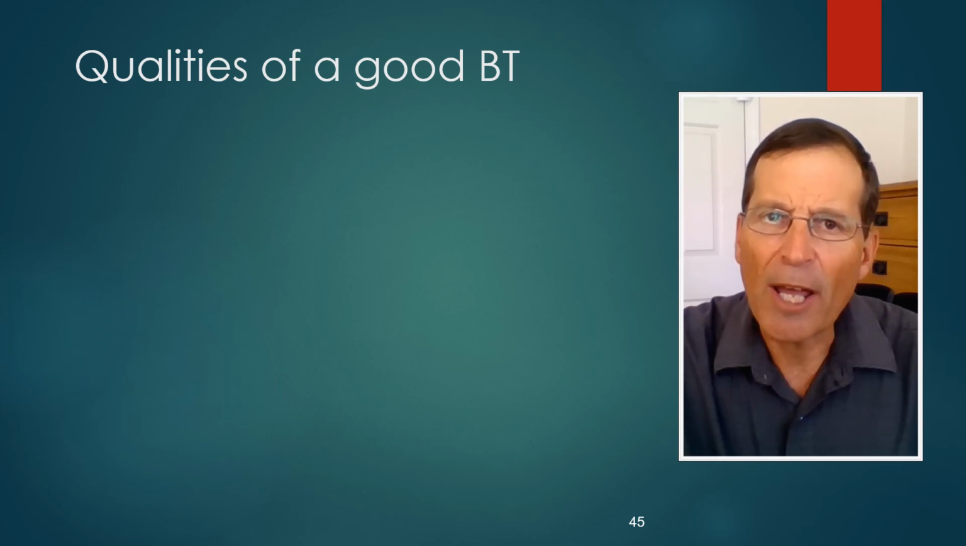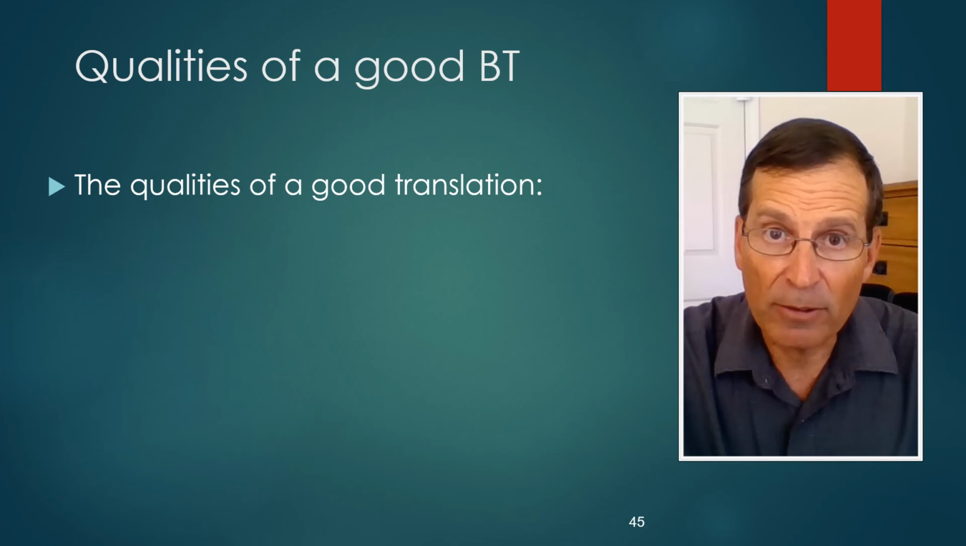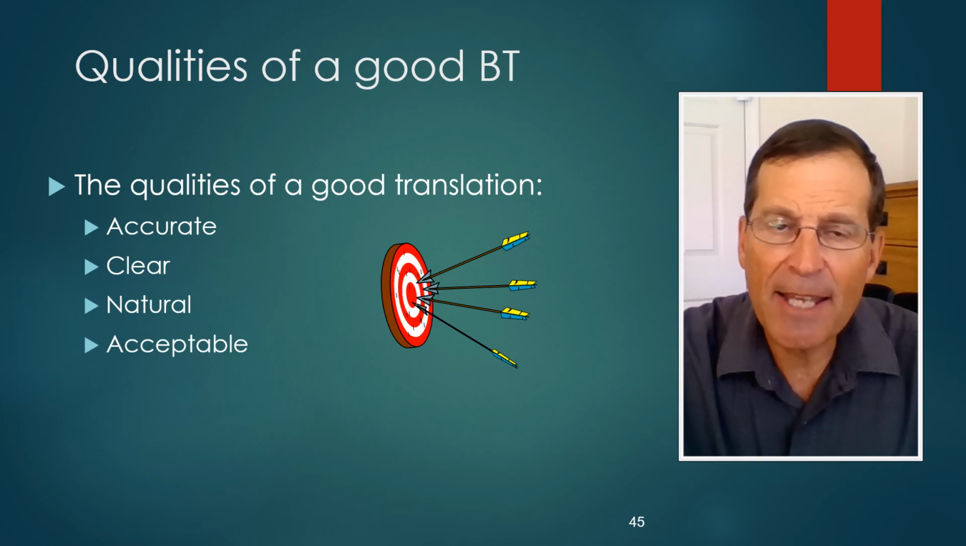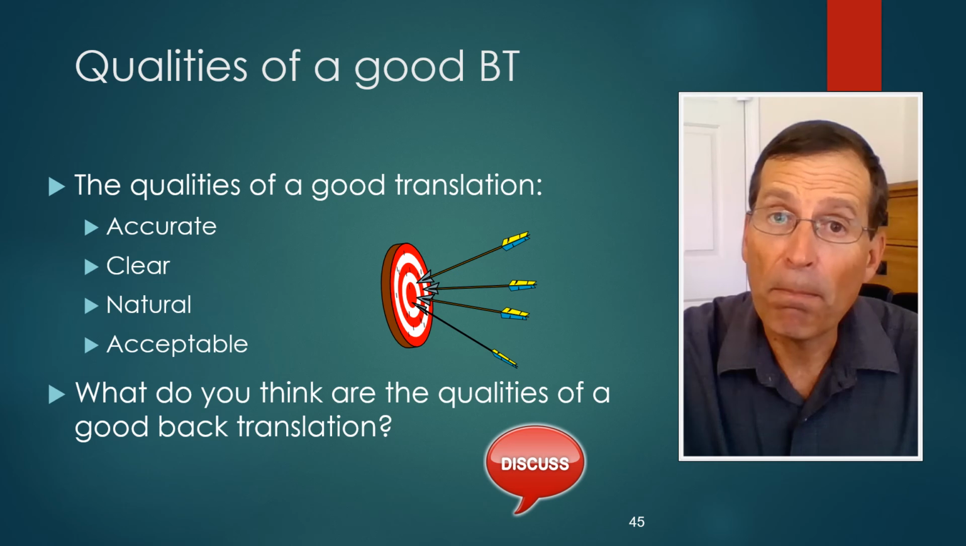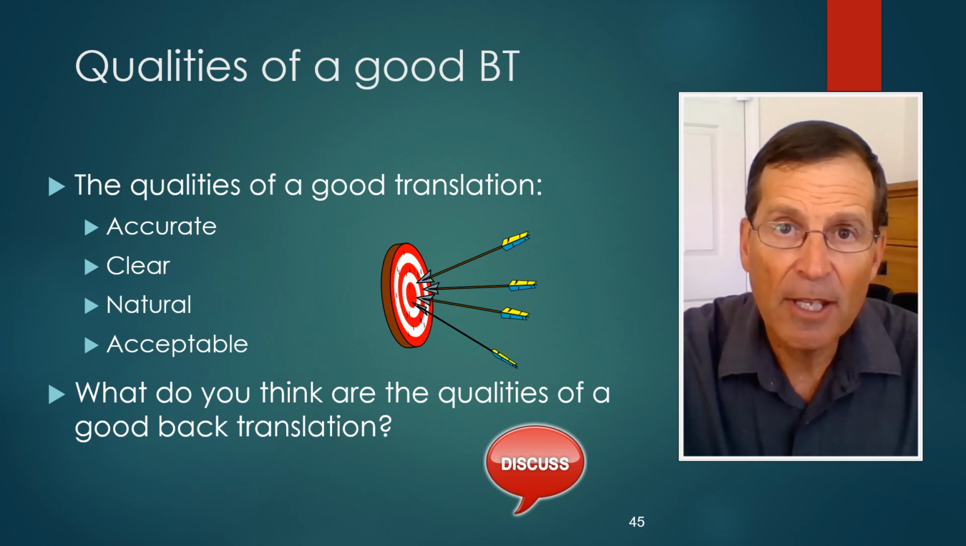In an earlier class, we talked about the qualities of a good translation, and we said it should be accurate and clear and natural and acceptable. Now, what do you think are the qualities of a good back translation? Should it also be accurate, clear, natural, and acceptable? Take a few minutes and discuss that.